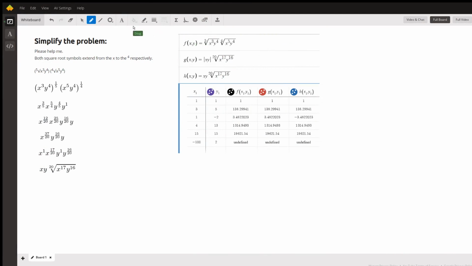Okay, over to the right here, we have a table that's using Desmos to confirm that f of x, y and g of x, y represent the same values, no matter what the values of x and y are. Now, we might notice right away from the table that there's a problem when x is negative, because we'll be taking the fourth root, an even root, of a negative number, since a negative number raised to the fifth power is negative. You can't take an even root of a negative number. So that's why we get undefined on this row.